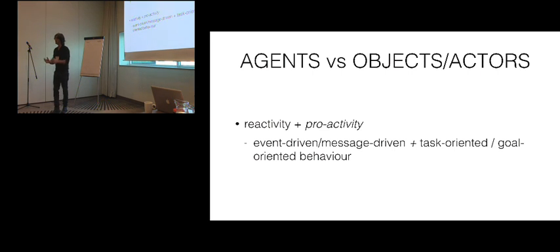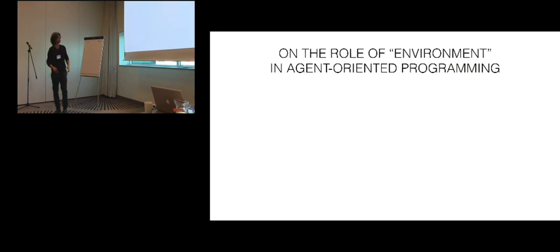So the idea is: is it possible to capture the idea of having a proactive entity, an entity that, at the model level, has a task to do? This is agents. Agents are able to put together reactivity, because they react to events from the environment or from other agents, and proactivity, because we specify a specific goal, so we have a task-oriented or goal-oriented design.